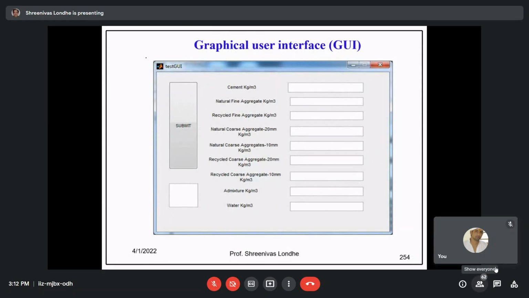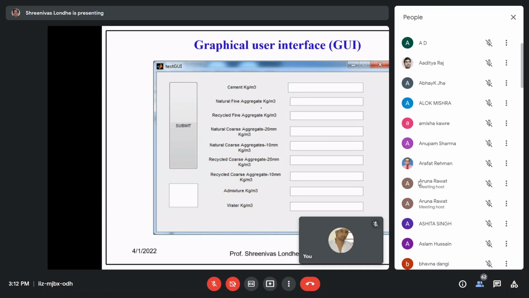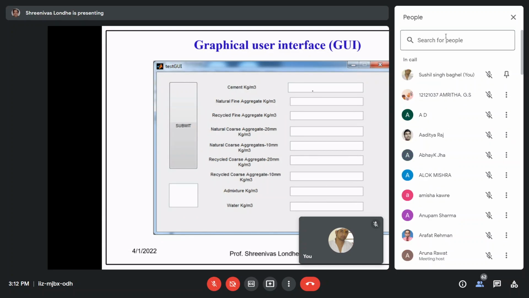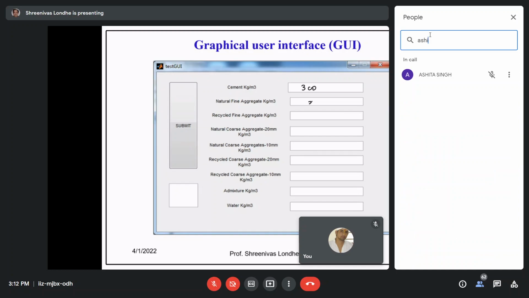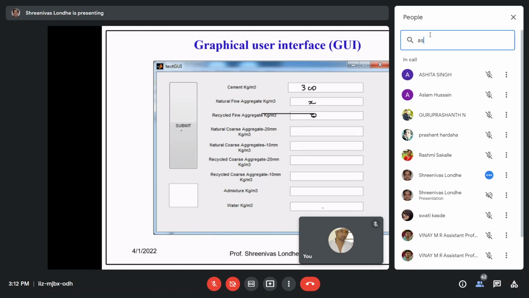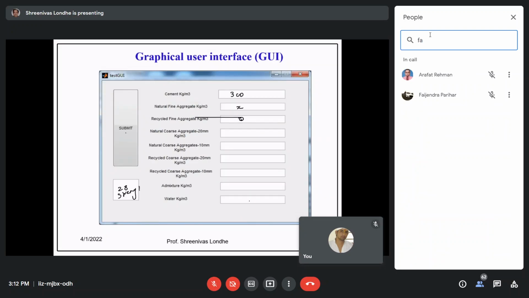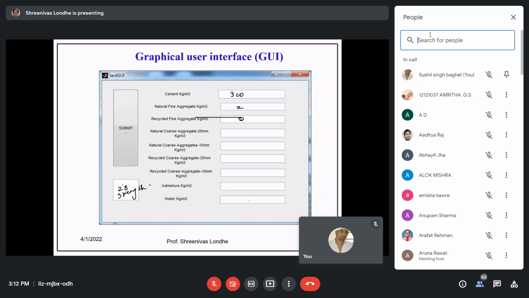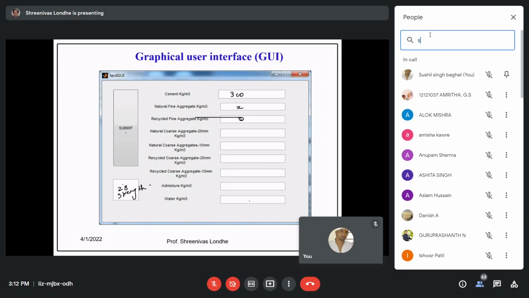Now, this was the outcome of this work. This is a graphical user interface which was developed. How does this interface work? As a developer or a mix designer, if you come to me and say, I have a cement content of, say, 300, natural fine aggregate some amount, recycled maybe 0, and some amounts of all these materials, immediately when I click the submit button, I'll get my 28-day strength. Within a fraction of a second, I'll get this data. This saves my 28-day wait as well as cost. That is the beauty of this particular work.